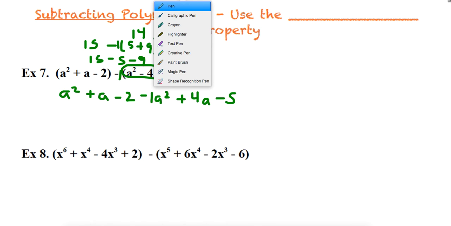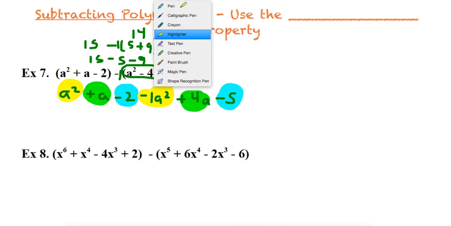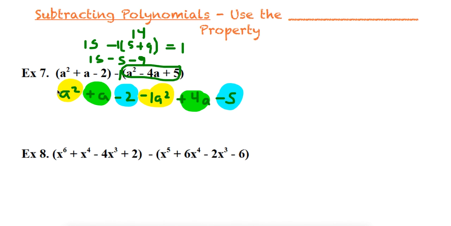So I'm going to highlight the ones that are like terms, and I see an a squared here and another a squared. I see an a and another a term, and then the constants here are like terms as well. All right, so looking at my a squared term, 1a squared minus 1a squared, well, that cancels out. That becomes 0a squared. So 0a squared, there's really no point in writing that down because there are none of them. So that's gone. All right, now if I look at my a's, a plus 4a would be 5a. And then negative 2 minus 5 would be a negative 7. And that is all we need to do.